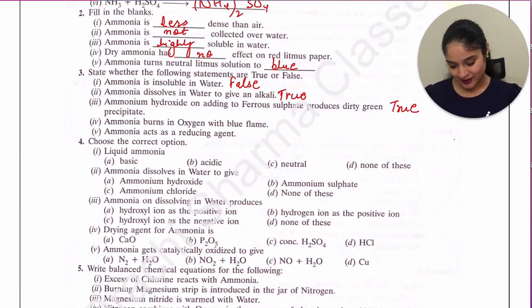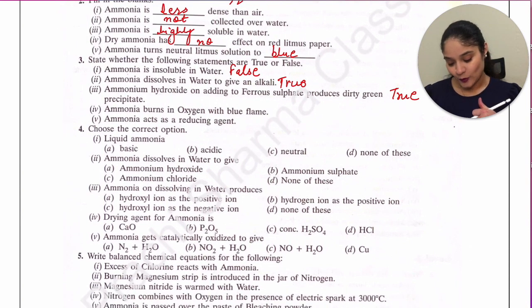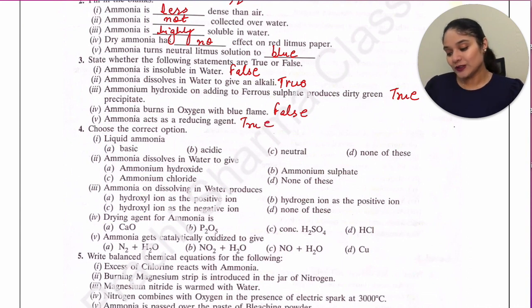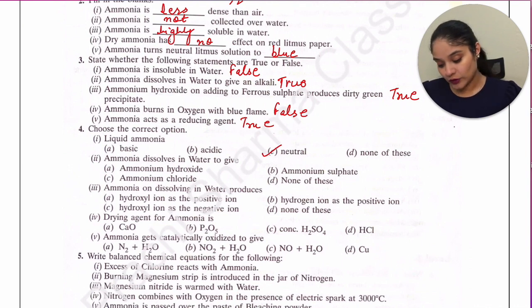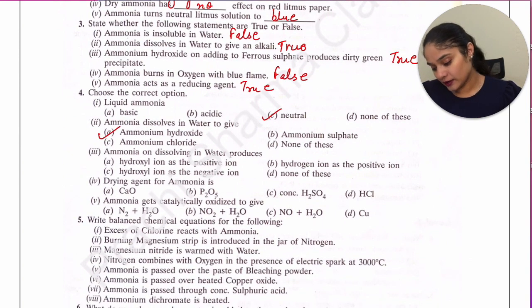Moving on: ammonia burns in oxygen with blue flame. That is false. Ammonia acts as a reducing agent. That is true. Now next, just choose the correct option. Liquid ammonia is dash dash: basic, acidic or neutral. So liquid ammonia is neutral. Ammonia dissolves in water to give what? It gives ammonium hydroxide.